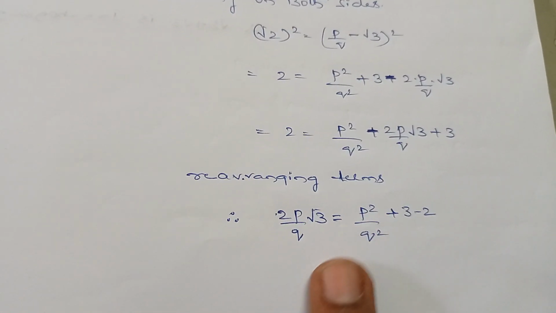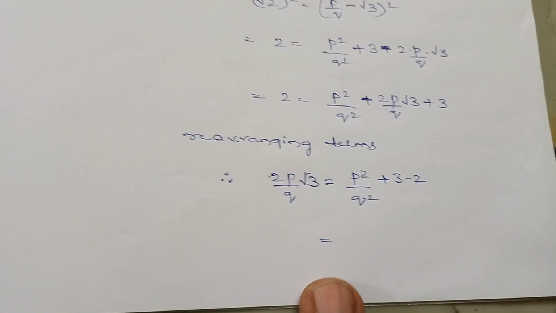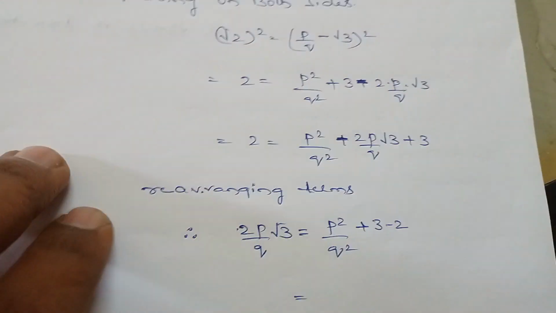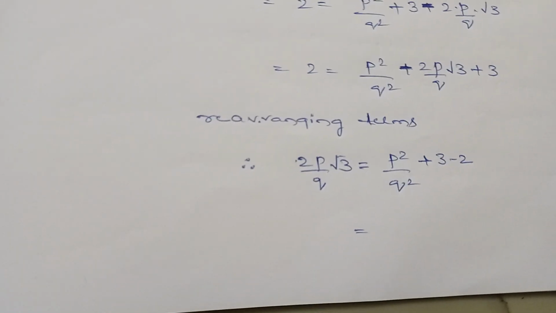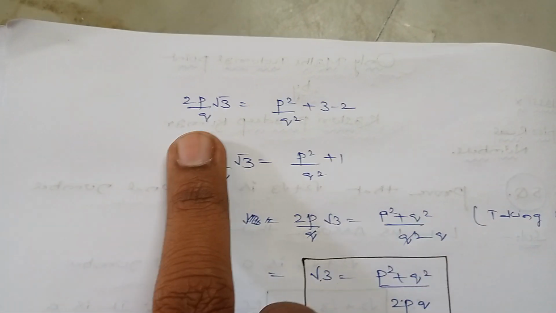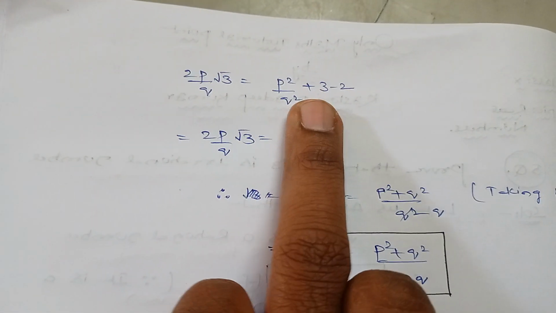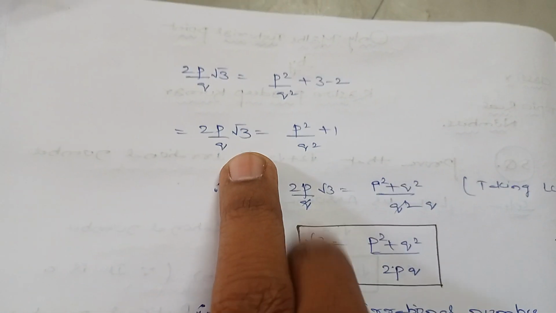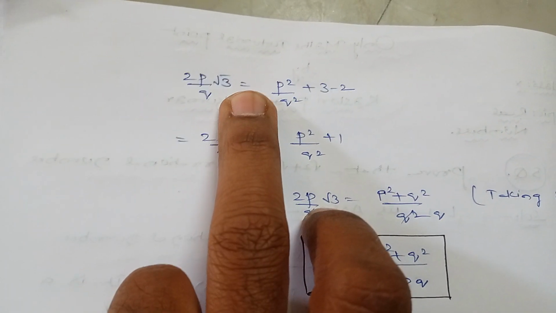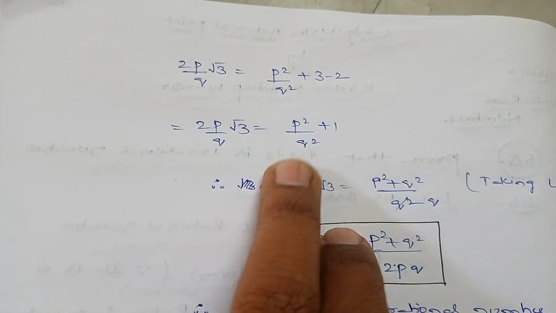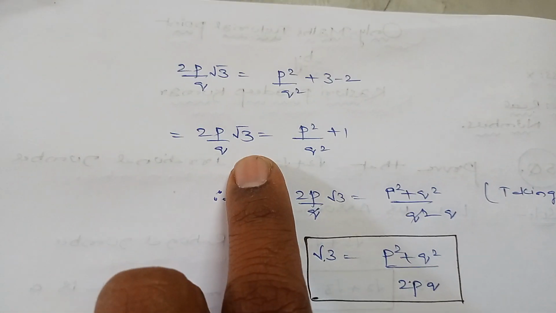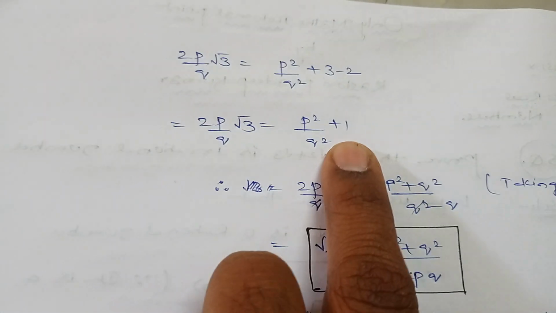So rearranging the terms, we get, making the root 3 term the subject, 2p by q root 3 equal to p square by q square plus 3 minus 2. Now, since it is an equality condition, we can cancel one q here. In the last step also we can cancel. Here 3 minus 2 we got 1.